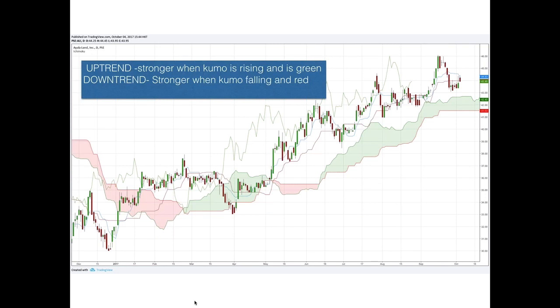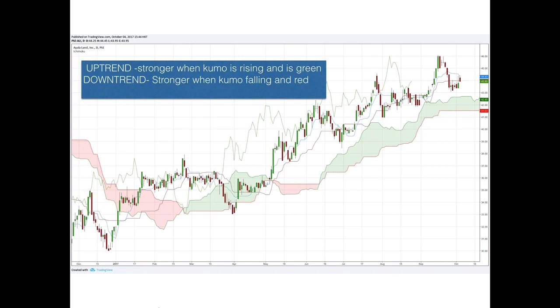Now, the second way of identifying the trend is identifying the strength of the trend. In an uptrend, it is stronger when the leading span A is rising, or the Senkou span A is rising above the Senkou span B, which is the leading span B, or the line at the bottom. In this case, the Kumo is green in an uptrend.